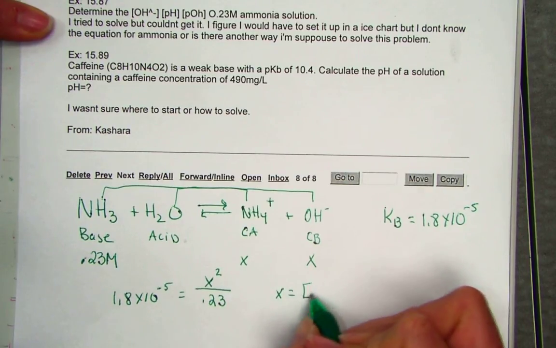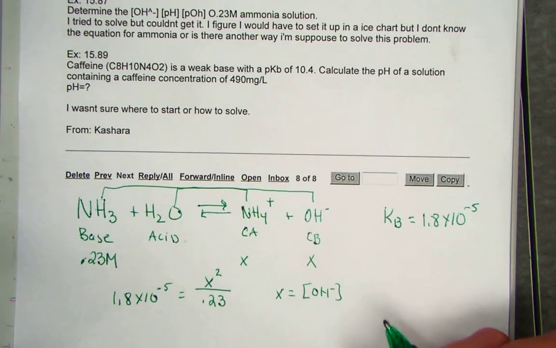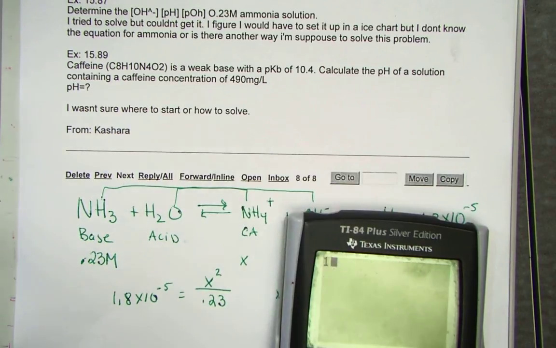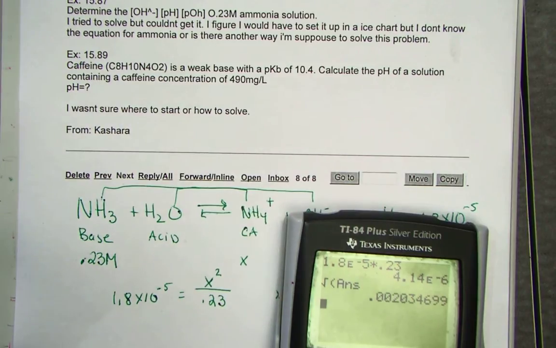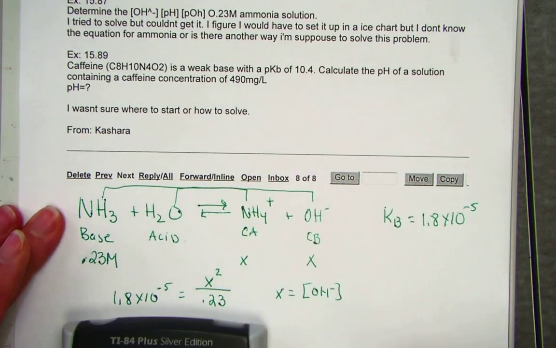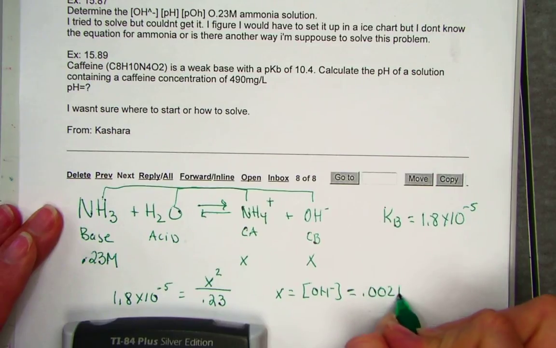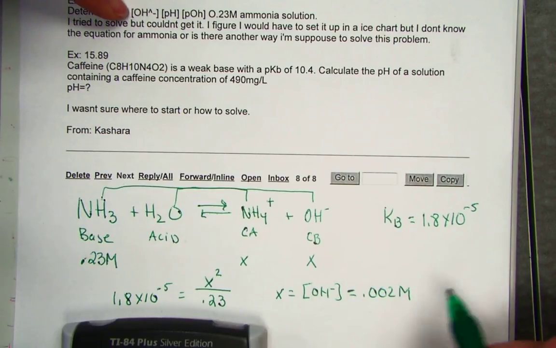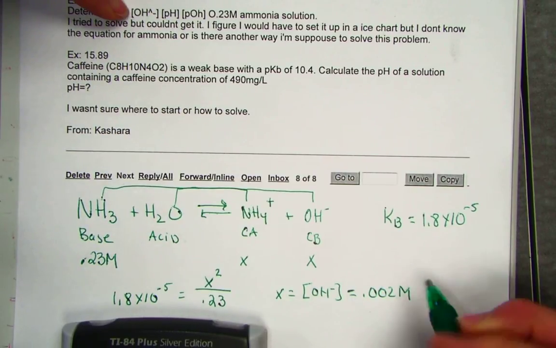Let's find the value of x, knowing that that represents the concentration of hydroxide. So we're going to hit on our calculator, Kb, 1.8 e negative 5 times 0.23, and that value is of x squared, so we'll square root that answer and find for the value of x 0.002 molar. So the concentration of hydroxide, one of the first things we were asked for, is 0.002 molar.